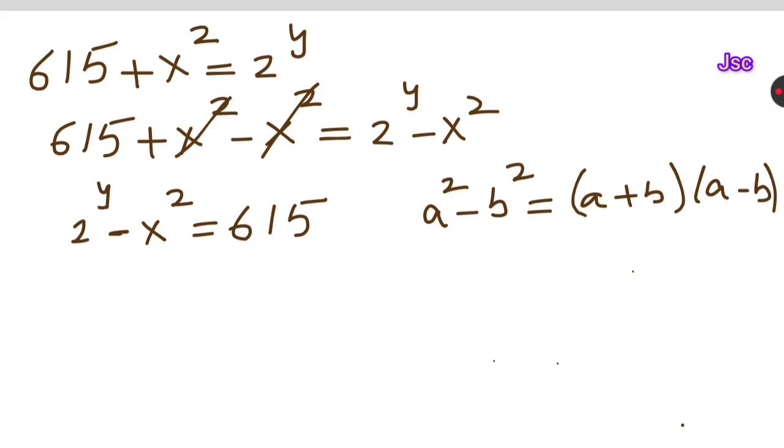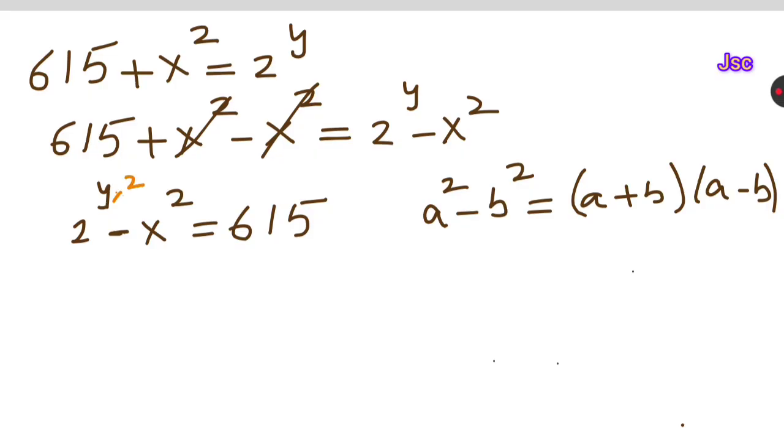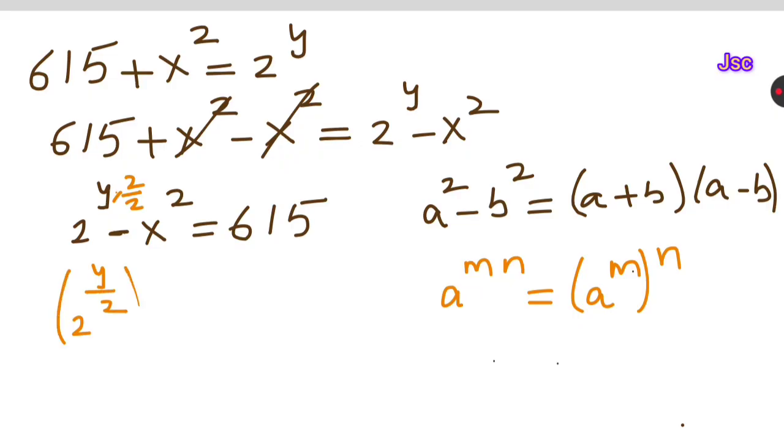So that's why I'm trying to convert this term as a whole raised to the power of 2. For that, I'm going to multiply by 2 over 2 in the exponent. Now it is in the form of a raised to the power of m times n. We can write this as a raised to the power of m, whole raised to the power of n. So I can write this as 2 raised to the power of y over 2, whole raised to the power of 2, minus x raised to the power of 2, is equal to 615.